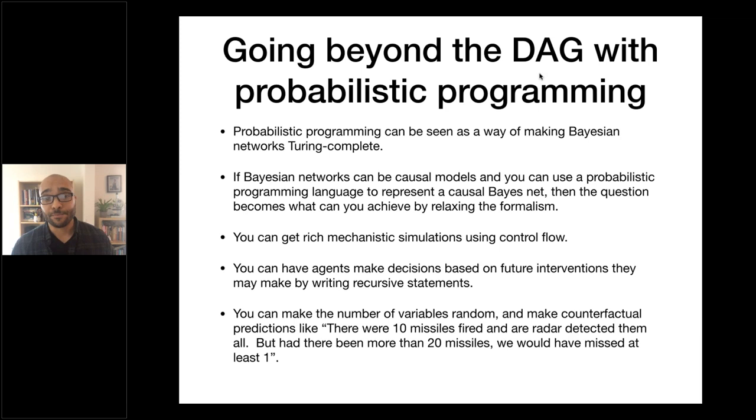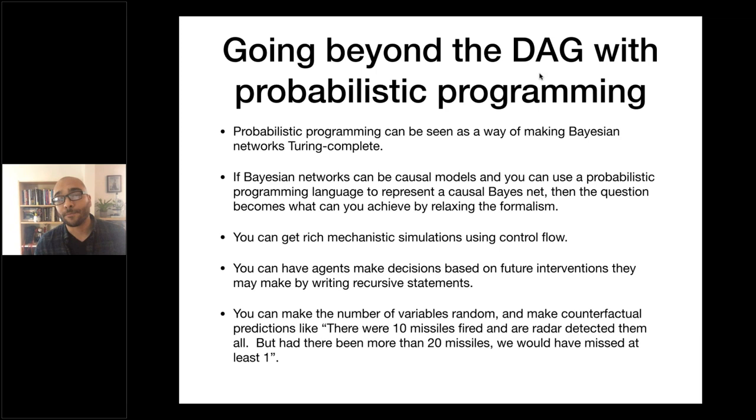So one thing you can do, these are just examples, is that you can get pretty rich mechanistic simulations using control flow. Bayesian networks are very declarative. They just say this causes that, and given this, then that becomes that. But a simulation can be very imperative. Like, if this happens, then that happens, and loop over this thing and then iterate on that thing. This starts to look a lot like some physics models that you might model with a differential equation.